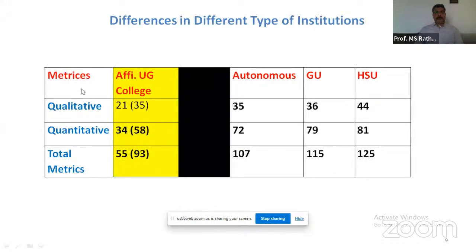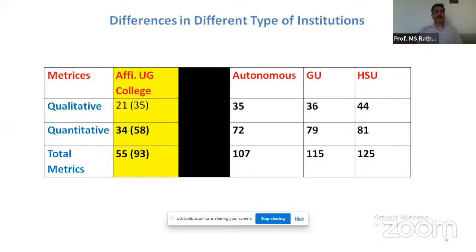So here I was talking about the qualitative and quantitative metrics, and in May there was a revision in the metrics. Now NAAC has made the process for the affiliated colleges simpler, and the metrics have been compacted from 93 to 55 in total. Out of these 55 metrics, there would be 21 qualitative metrics and 34 quantitative metrics.